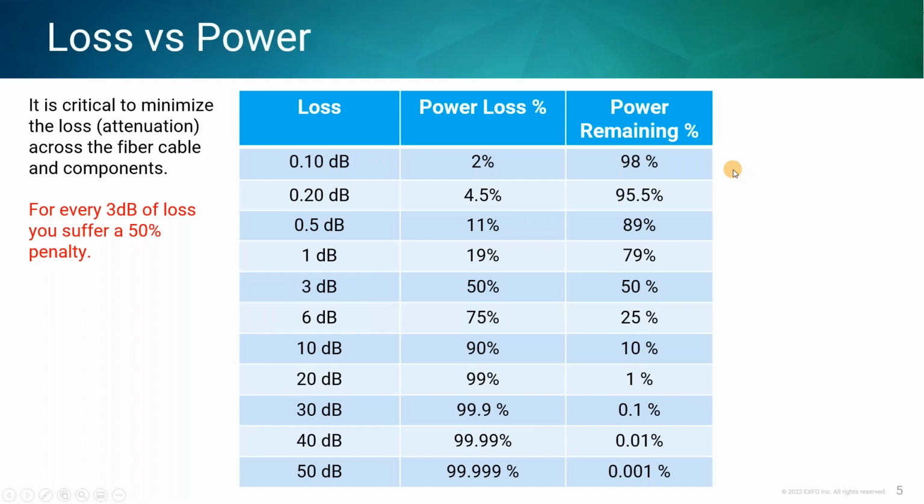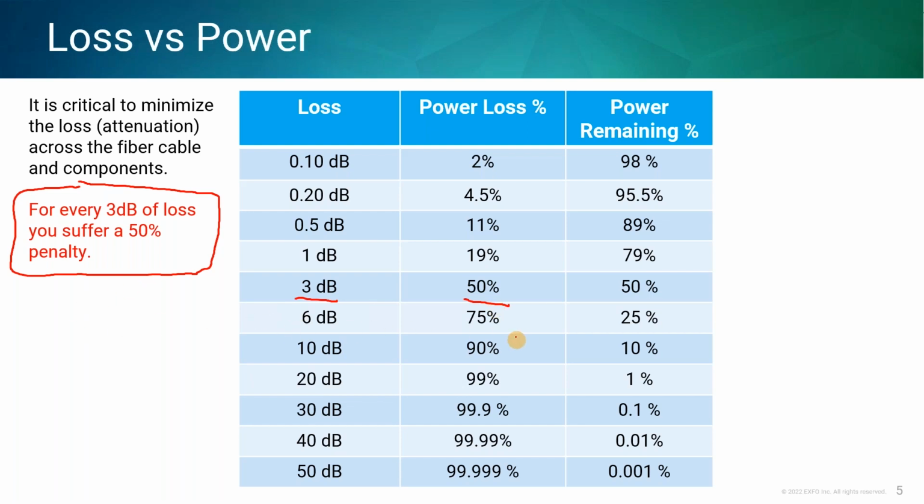Really to put into perspective the importance of minimizing the amount of loss or reflection in your system, this is my favorite table to show. The big takeaway here is that for every 3 dB of loss that we have in a system, we lose 50% of our performance. That means if you have a span of fiber that's 3 dB of loss, you've already lost 50% of the original power that was leaving the transmitter.